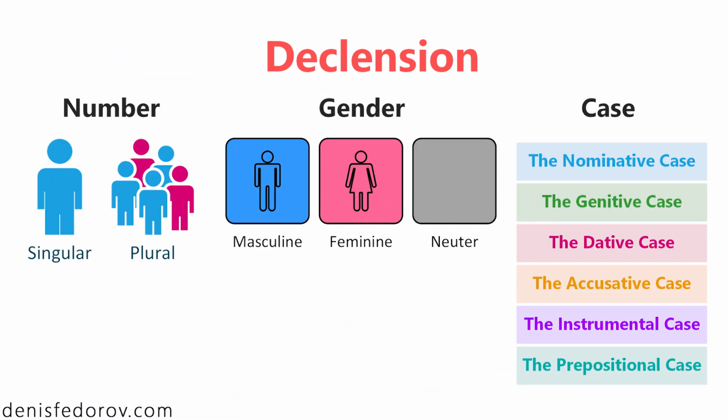Declension basically means changing of a form of the word in number, plural and singular forms, case, six cases represent like six situations, or gender, masculine, feminine, and neuter. When you change at least one of these characteristics, it means you are declining a word. Of course, you can change more than one characteristic.